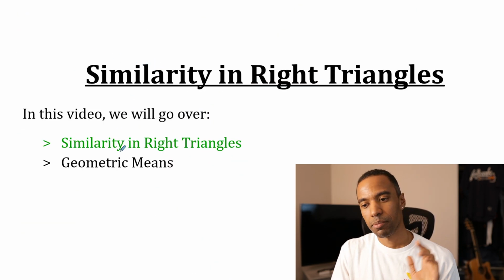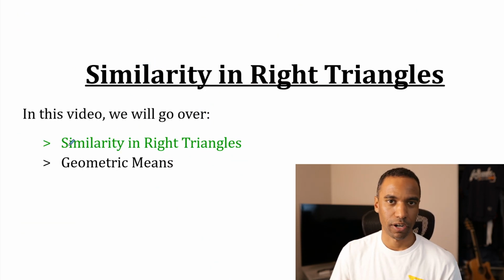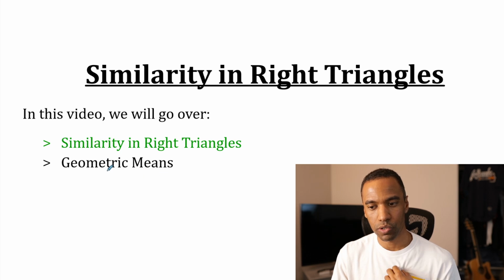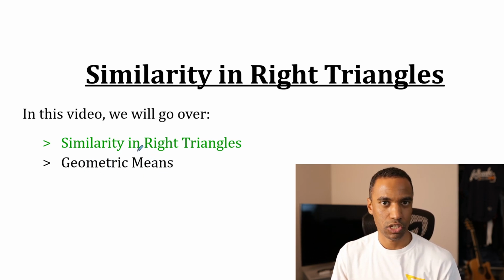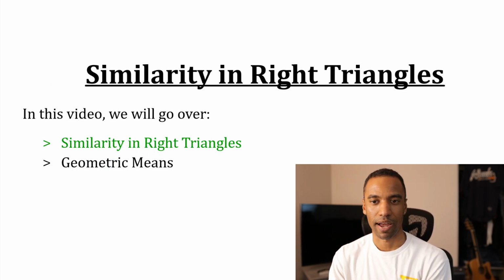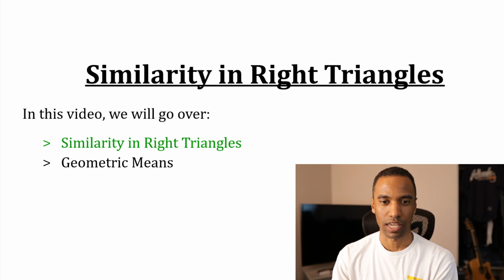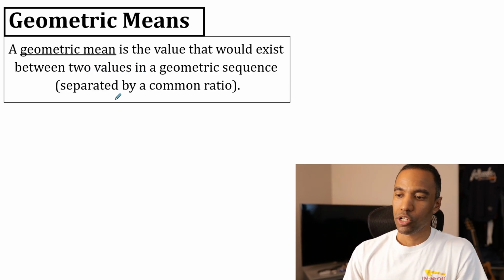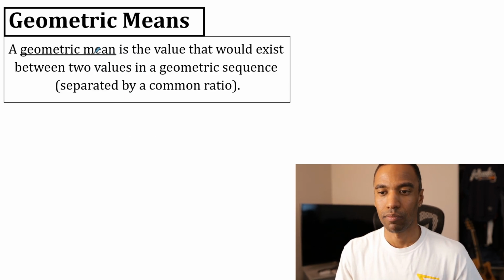All right, so that's similarity and right triangles. I'm going to do some more similarity and right triangle examples, but first I want to introduce you to geometric means, show you where it exists in right triangles, and use that after we practice some geometric mean stuff. So let's keep going. A geometric mean, what is one?